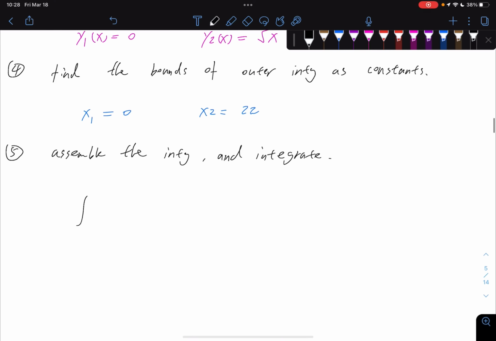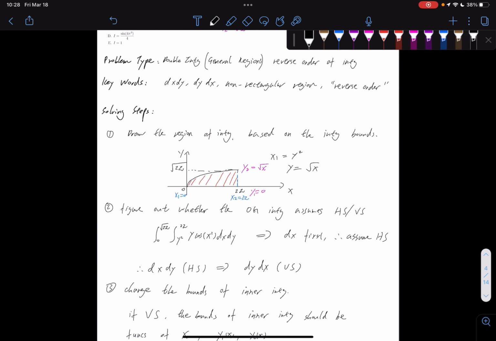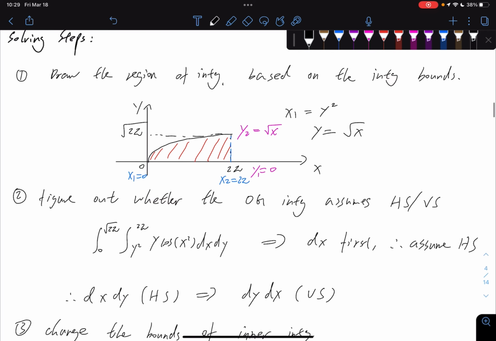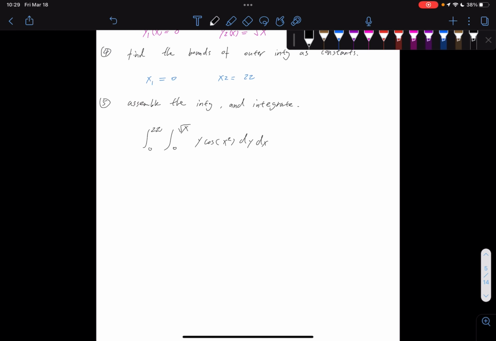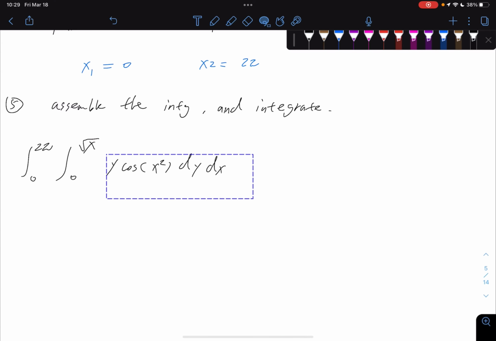So the final integral will just be y1 equals 0, y2 equals square root of x, and then x1 equals 0, and x2 equals 2 pi. And then the integrand is y cosine x squared dy dx. So let's go back and see if I'm correct. Okay, so y squared cosine x squared dy dx. All right, so let's evaluate this integral really quickly.